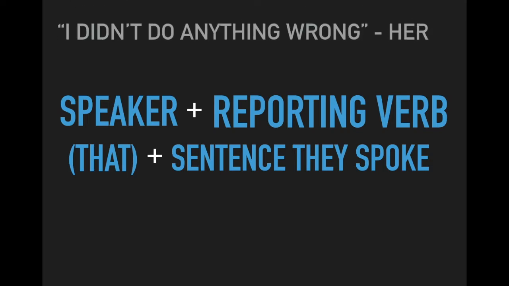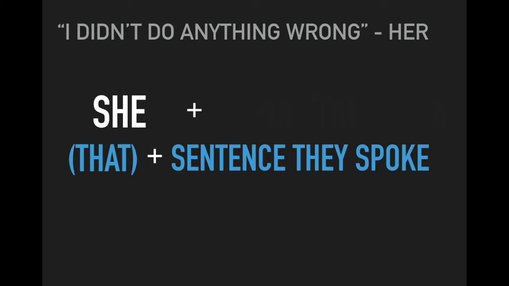So let's try it with this other sentence. I didn't do anything wrong. This is a girl speaking. So we know that the person speaking is female, and then we're going to use the pronoun. And if the pronoun her is the subject, we're going to change it to she. So our subject is she. Then I already gave you the reporting verb from the other slide. So instead of reporting verb, we'll put said. If you want, you can leave that, or you don't have to.